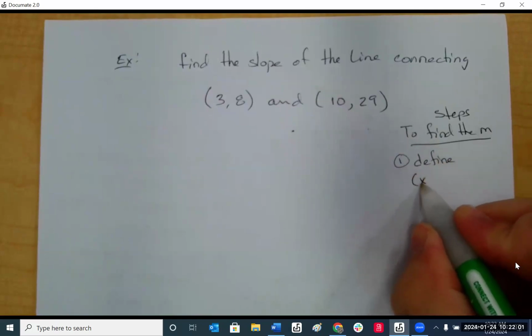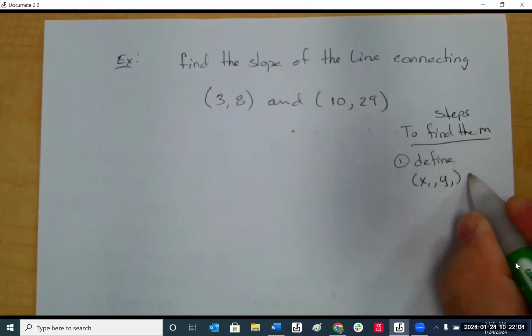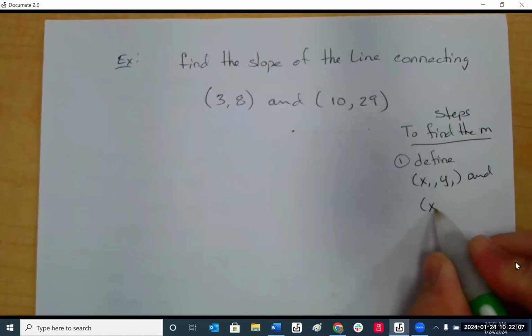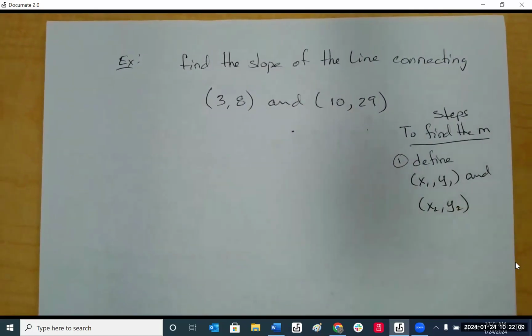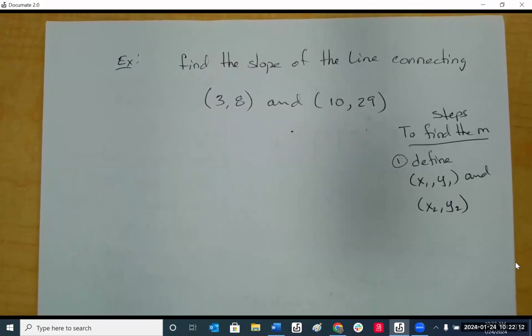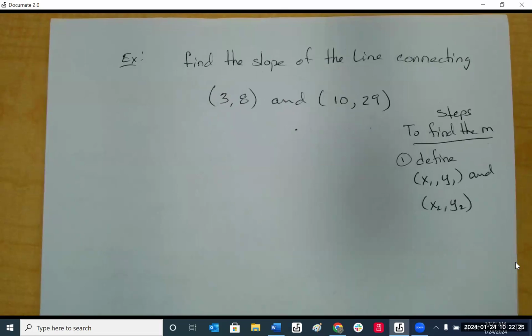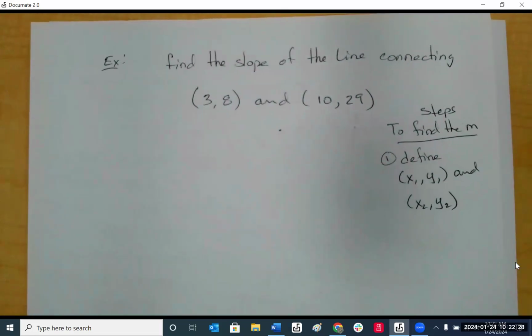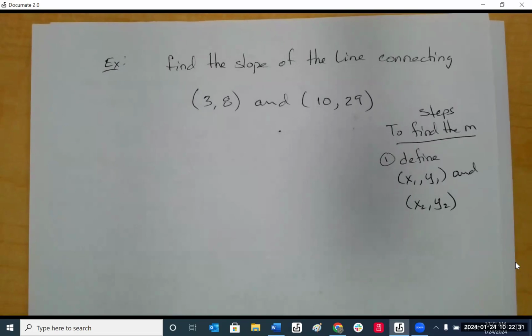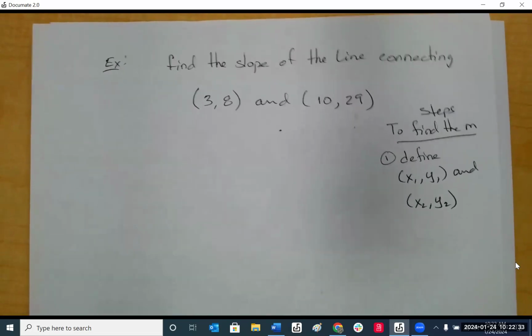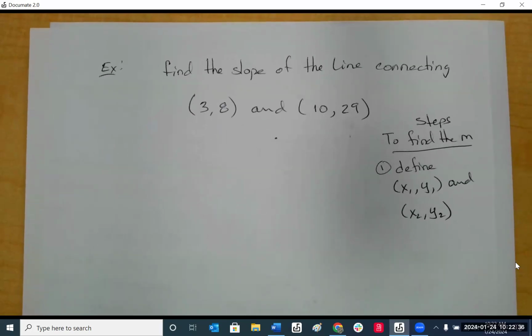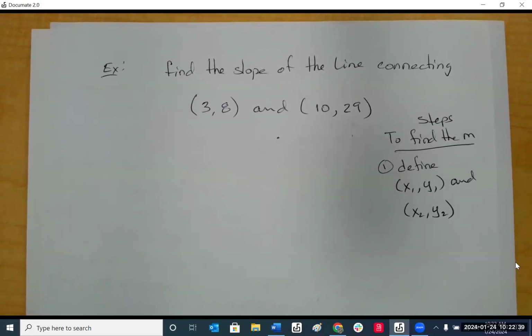Define x1, y1, and x2, y2. It doesn't matter which ones you pick, in which order, because they're going to be the same slope. So how would you typically pick the first point to the second point? As you're going to the right, whatever dot you get to first, that's x1, y1.